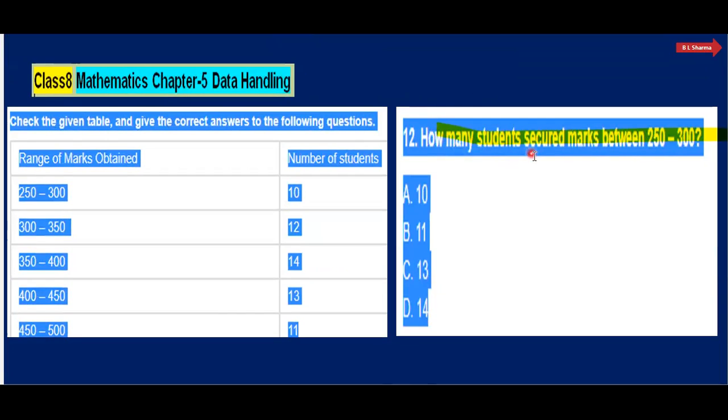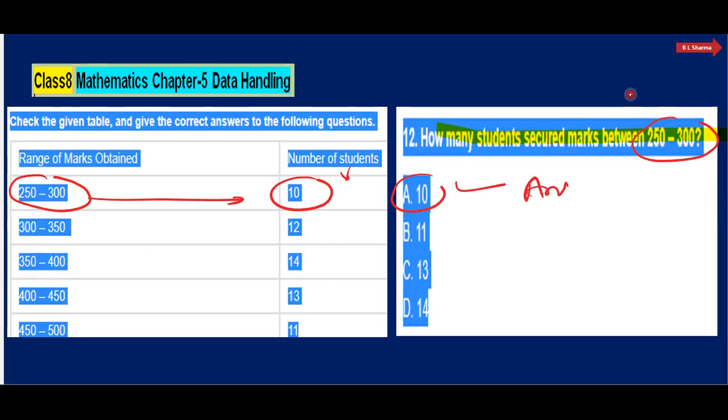How many students secured marks between 250 and 300? Here 250 and 300 marks were secured by 10 students. The number of students is given here. So A is the correct answer.